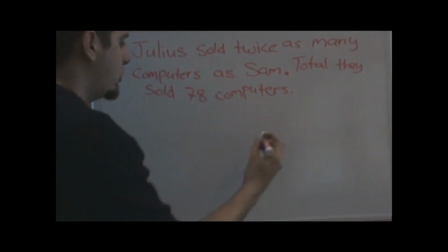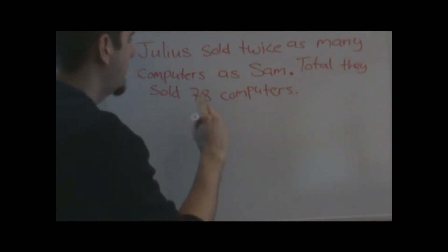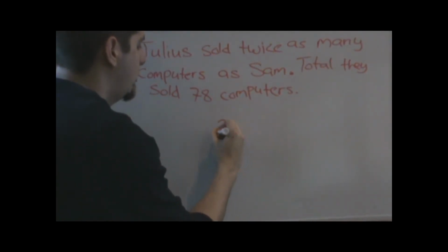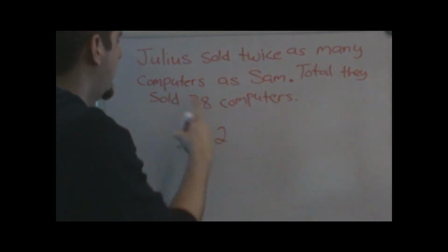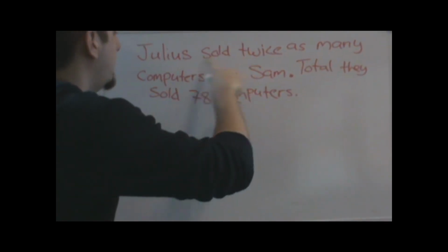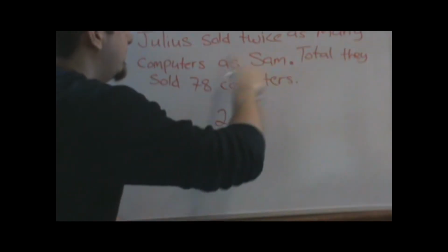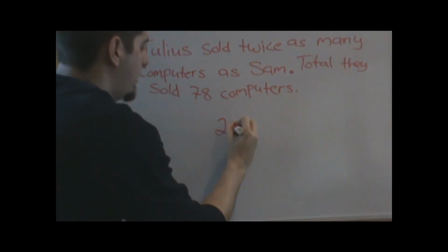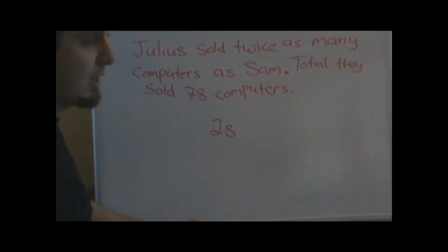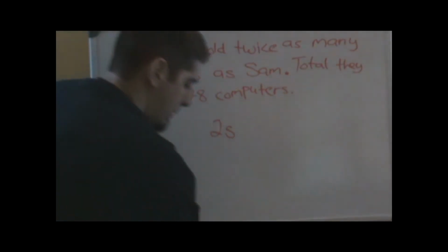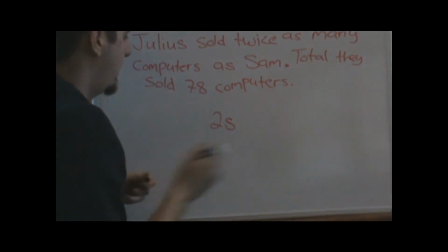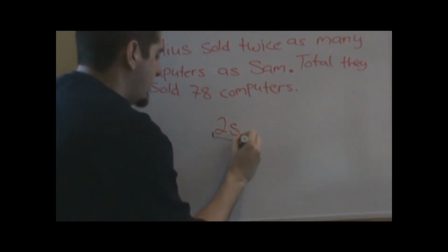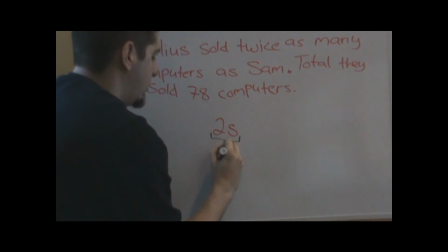So to represent Julius, I'm going to write down the 2 for the twice as many. And then since Julius sold twice as many as Sam, I'm going to do 2s, which means 2 times Sam. Okay? So it's going to be really important to understand that the 2s is Julius. That's how many computers Julius sold.